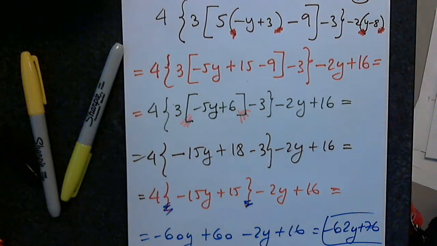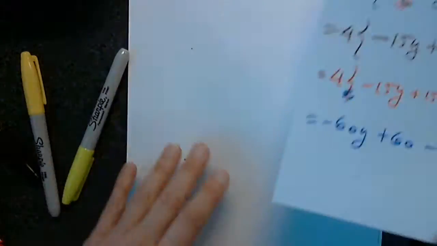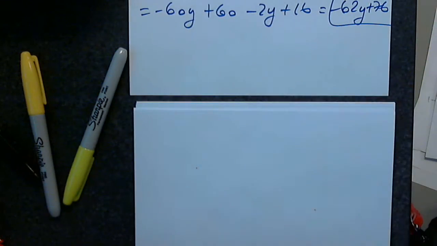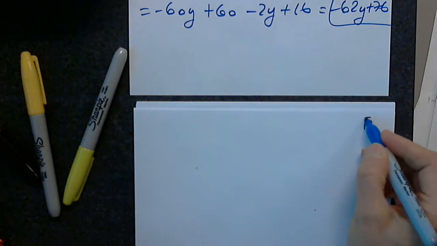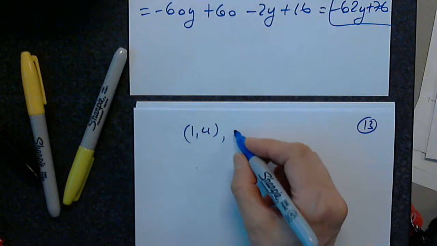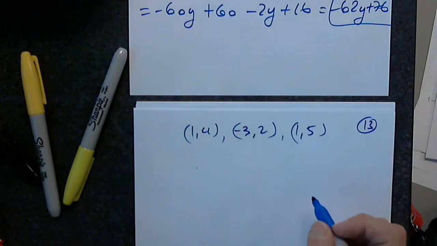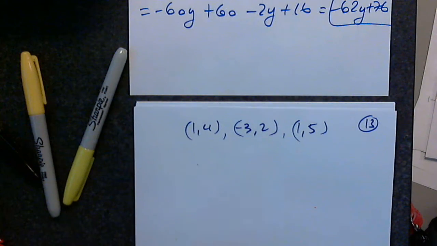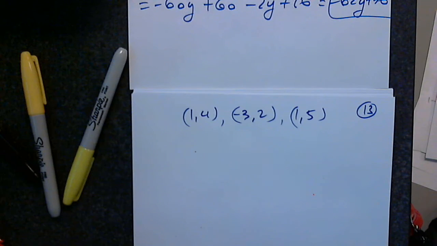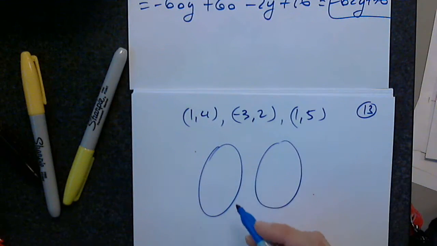What about if we are given some ordered pairs? Let's say we are given (1, 4), (-3, 2), (1, 5), and we are asked, does this represent a function? I have no idea. Here's one way.